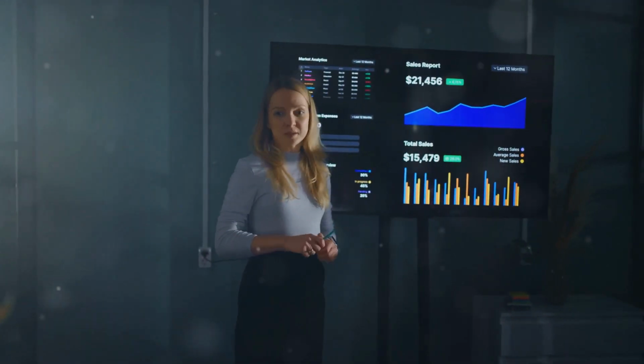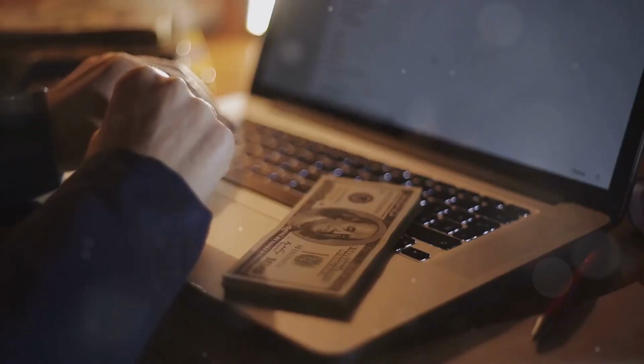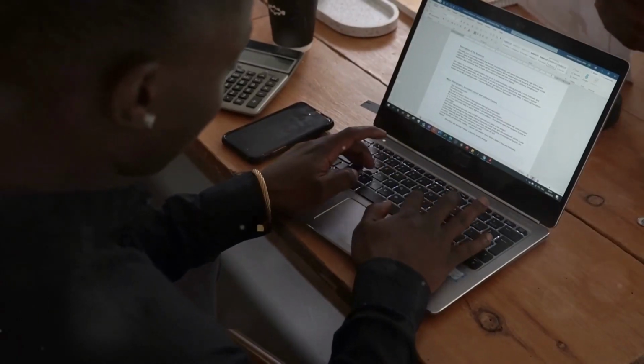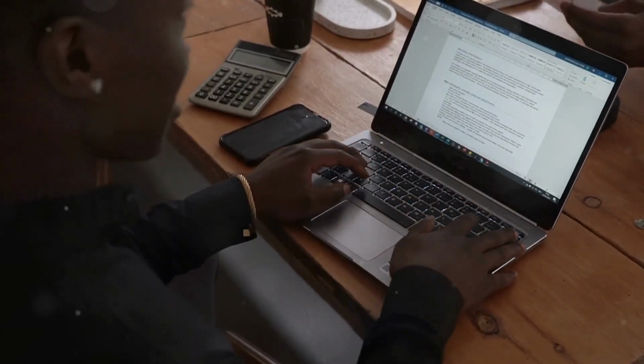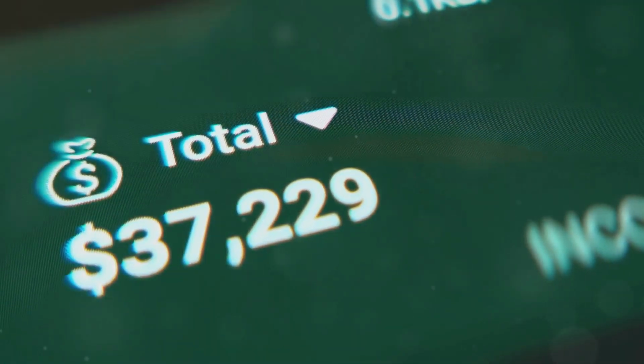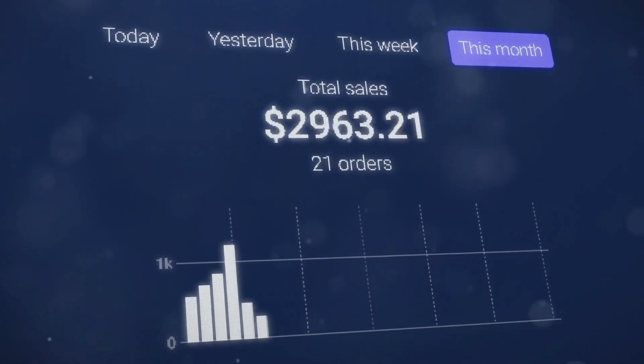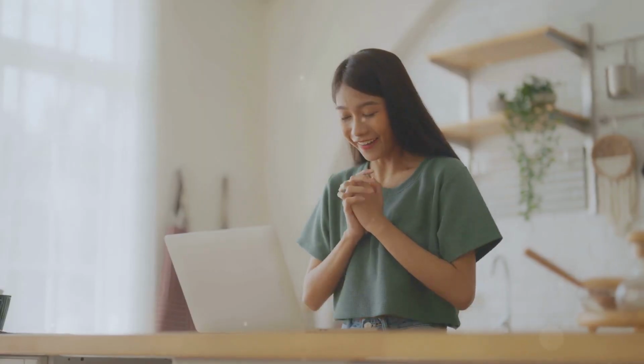Section 7. Your potential earnings and conclusion. The earning potential for flipping digital products is unlimited. It all depends on the product, your marketing efforts, and the demand in your chosen niche. Some people make a few $100s per month, while others make thousands or even tens of thousands of dollars per month. Flipping digital products is a great way to make money online.